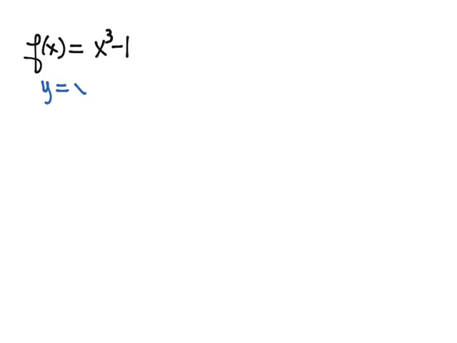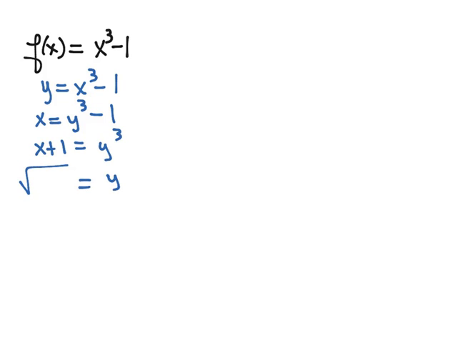If y is equal to x cubed minus 1, to find the inverse, we're going to switch the x and y. And so that means x plus 1 is equal to y cubed. So y is the cube root of x plus 1, and that's what our f inverse is. f inverse is equal to the cube root of x plus 1.